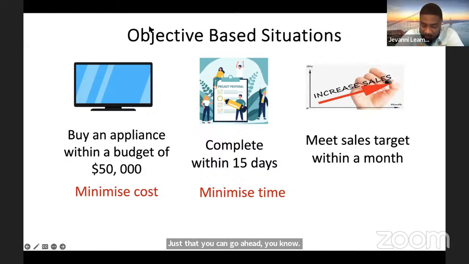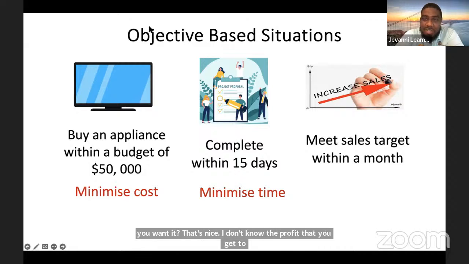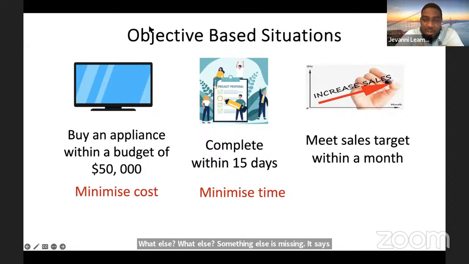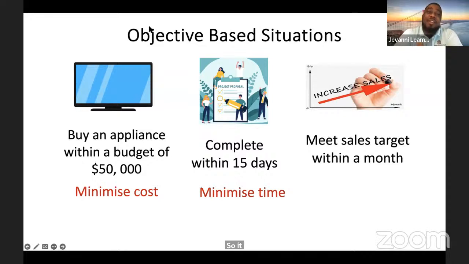Oh, you want to maximize the amount of profit that you get. And what else? Something else is missing. It says meet the sales target within a month. Which one? Also, the sales target. The amount of sales. All right, but remember, this goes for everyone. You can lower your hand, Josiah. Thanks much. So it says meet the sales. All right, fantastic. Finally. So maximum sales target before the given time.